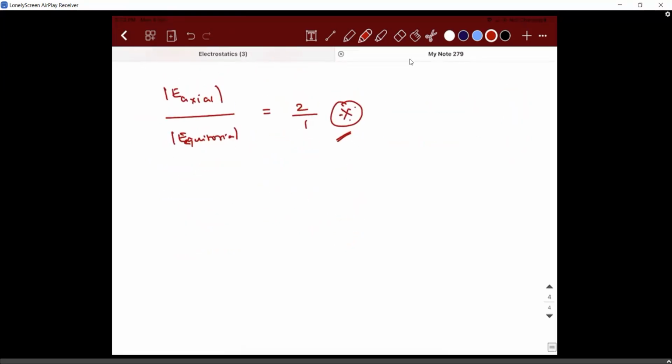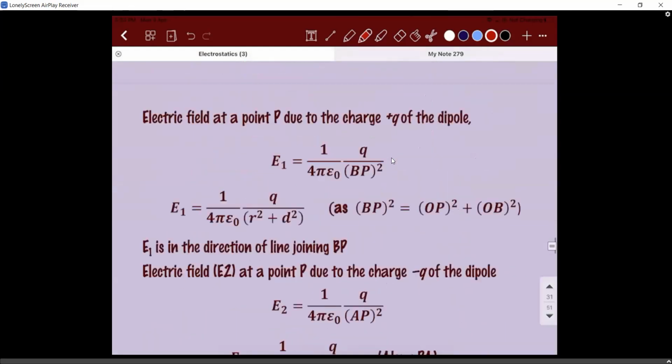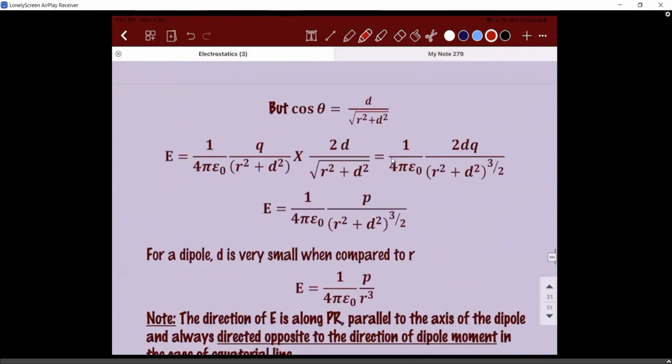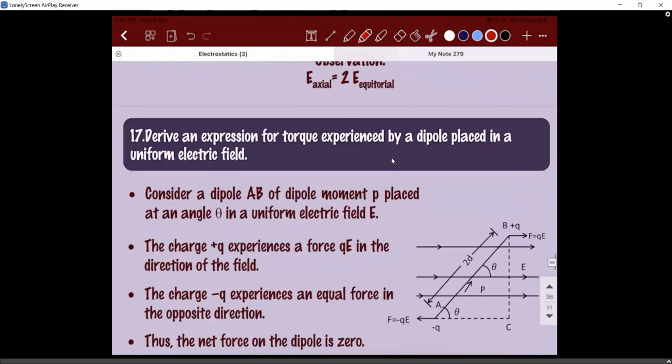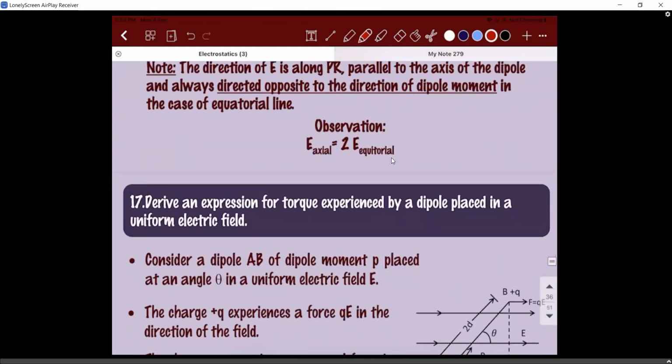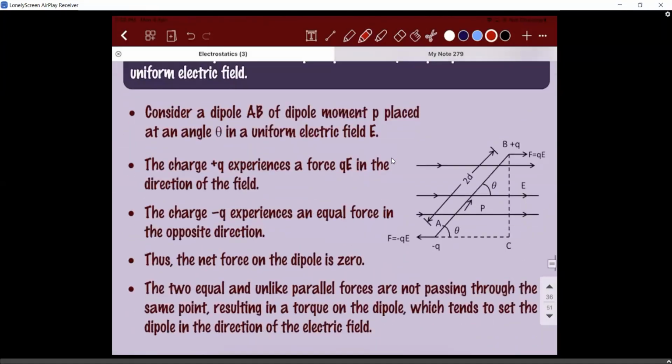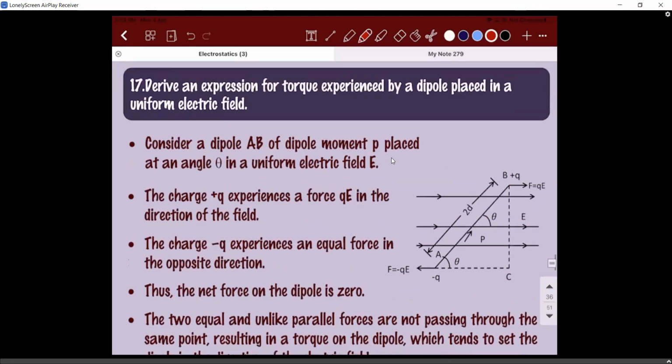Okay. So these are the two important derivations with respect to it. This is the one I wrote: electric field along axial is equal to 2 times the electric field along equatorial. The next concept that we need to see is what happens to an electric dipole when you place it in an external electric field, or uniform electric field.